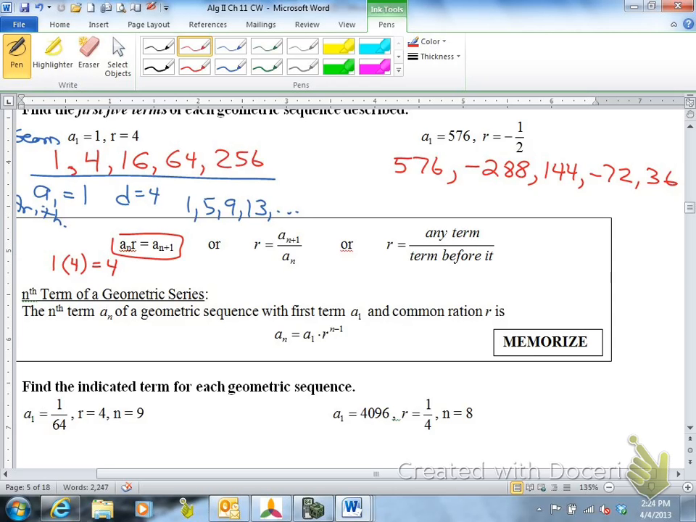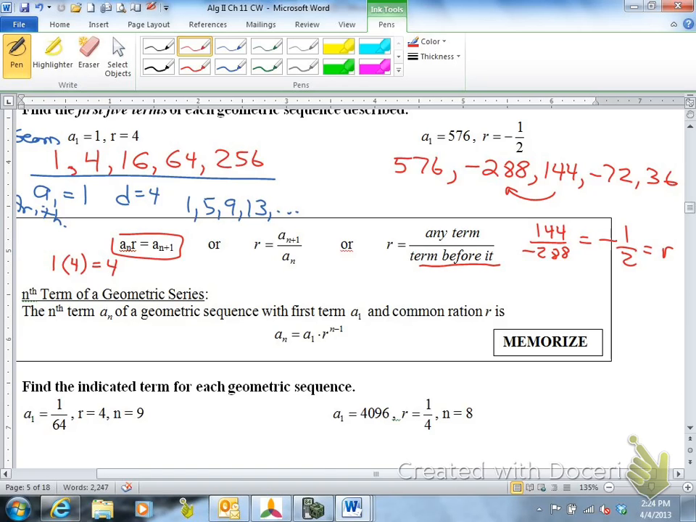Solving for r, if you have to solve for r, you just divide and solve for r. In words, you can pick any term and divide by the term before it to get what the r is. So like on this one, if you pick 144 divided by the term before it, negative 288, you would get what your r value is, negative 1/2. If you want to memorize those, you can.